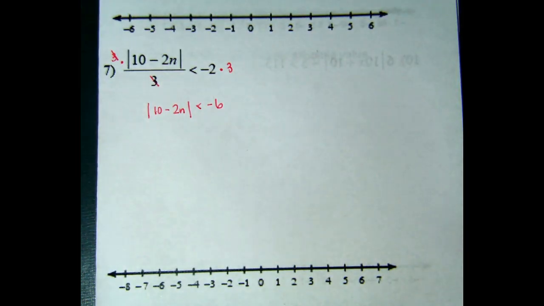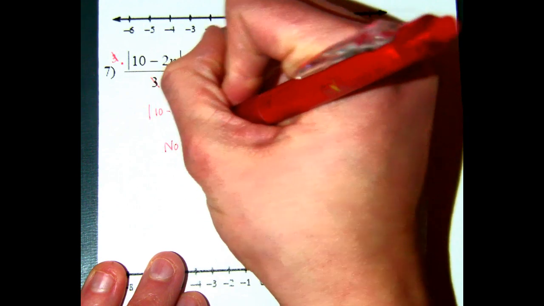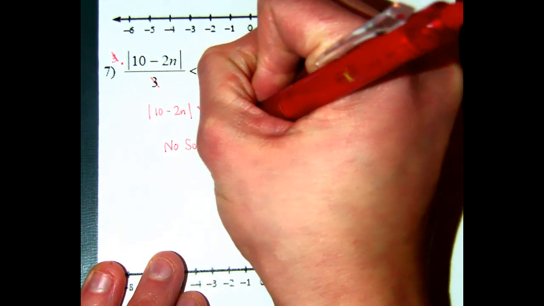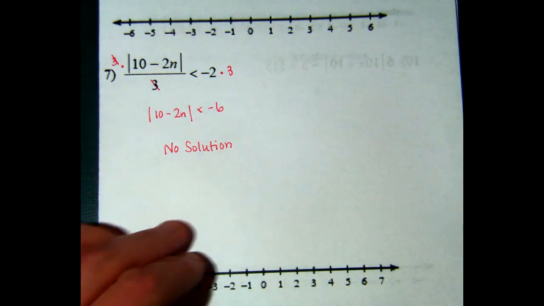We have that problem again. We have less than. This one is no solution. Less than a negative number is not going to work out for us. We've got another no solution. Go ahead and open this up and we'll do number 8.